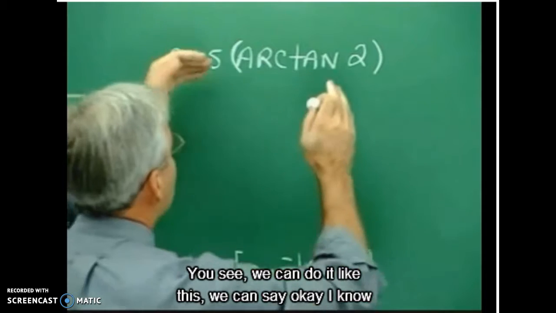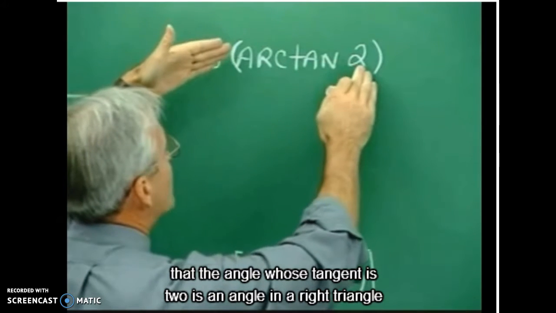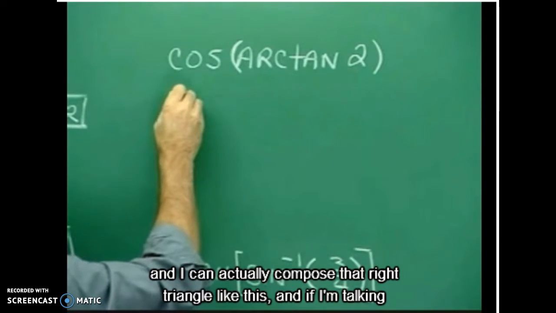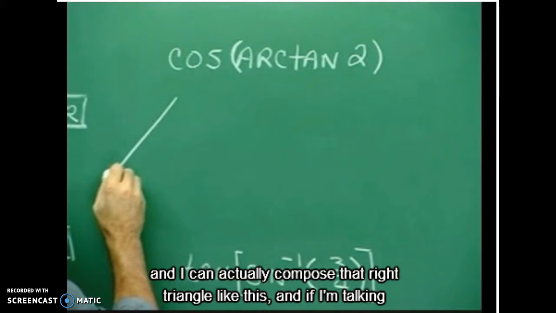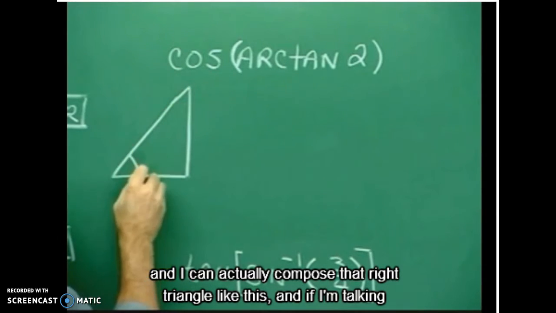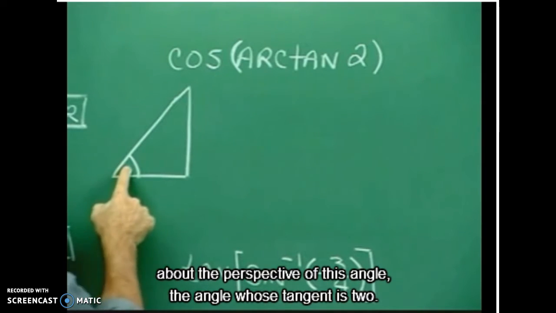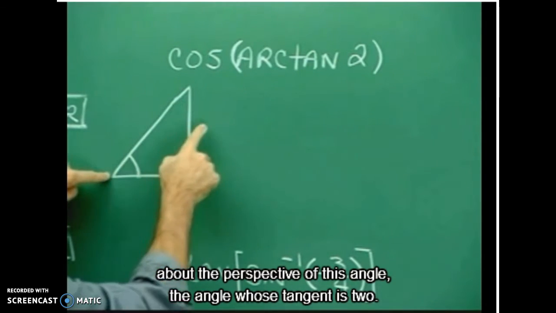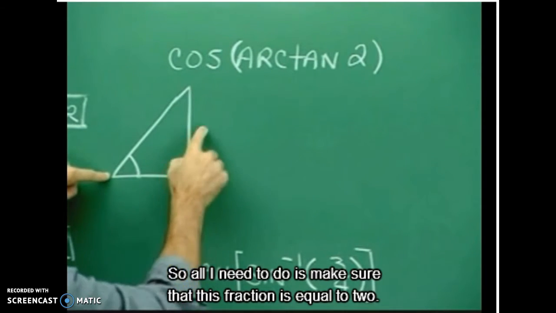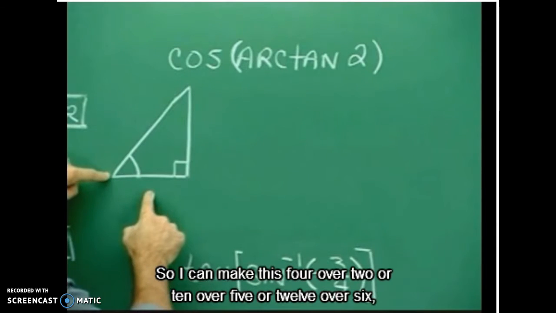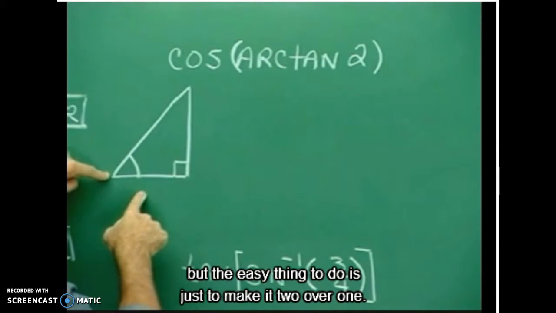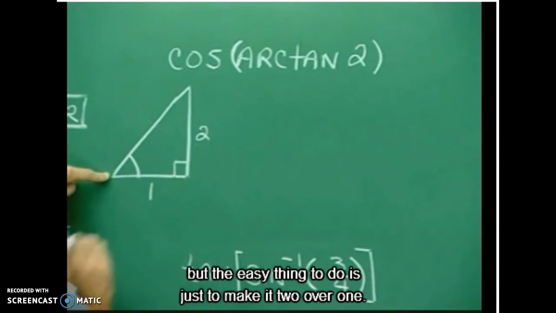We can say, okay, I know that the angle whose tangent is 2 is an angle in a right triangle, and I can actually compose that right triangle like this. And if I'm talking about the perspective of this angle, the angle whose tangent is 2. Now, tangent is opposite over adjacent. So all I need to do is make sure that this fraction is equal to 2. So I could make this 4 over 2, or 10 over 5, or 12 over 6. But the easy thing to do is just to make it 2 over 1.